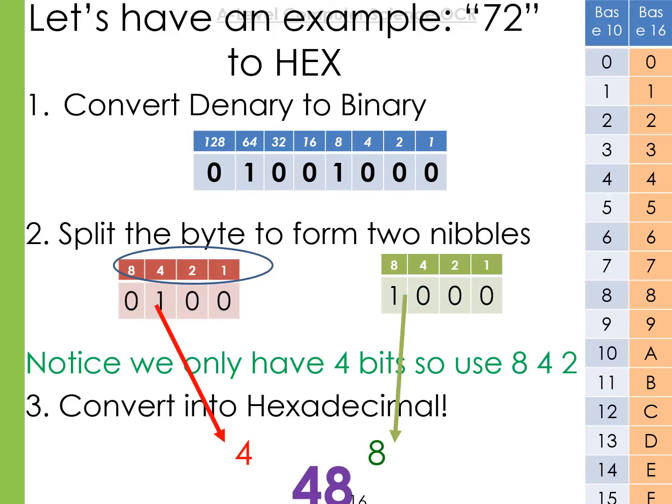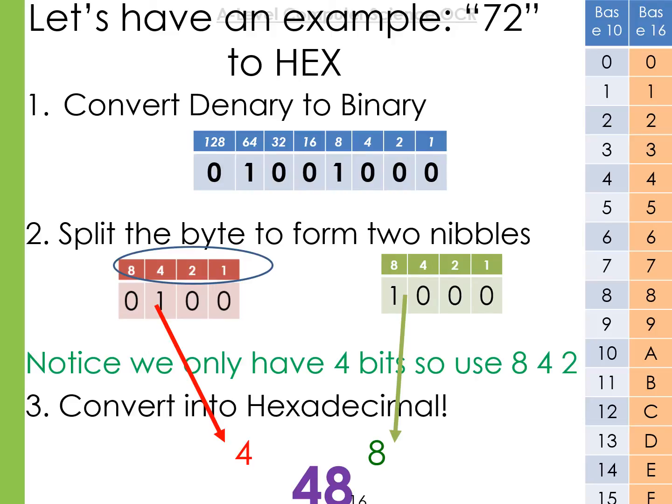If you're watching my video, it's probably worth getting the actual PowerPoint to see the animations in this slide. Number one, we'd convert 72 from denary into binary. We then split it into two nibbles. And we're only using 1, 2, 4, 8 because it's two nibbles. And then we convert it into hexadecimal.